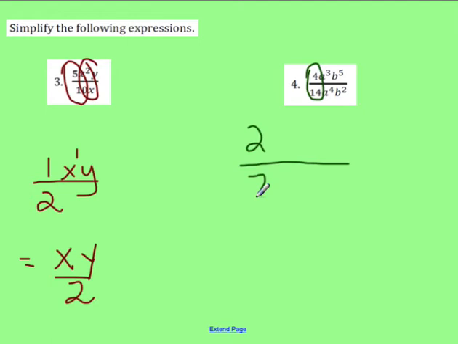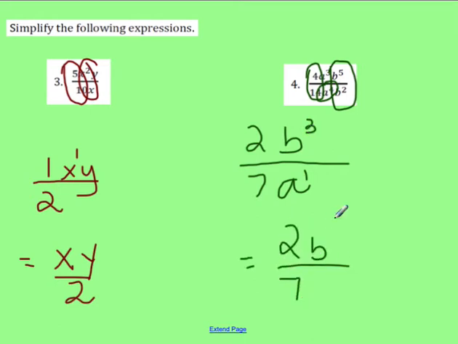What we want to do is put our final answer where the larger number of a's is. Do you see how the larger number of a's is on the bottom? That means our a to the 1 needs to go on the bottom. Then we have b to the 5th divided by b squared. Subtract those exponents. 5 minus 2 is 3, so on top we have b to the 3rd. So again, this can be written as 2 divided by 7, b to the 3rd, and then a. That would be your final answer for number 4.